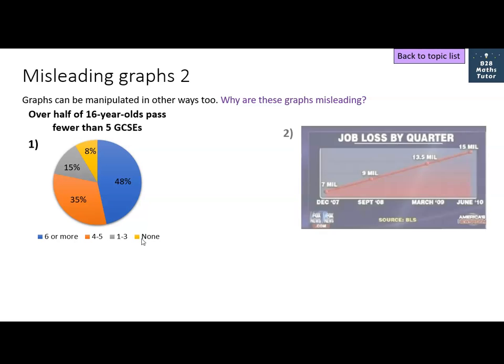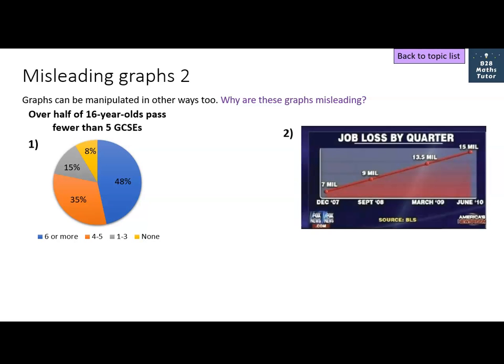Here are some more examples. Why are these graphs misleading? Again, pause the video, have a think about it, work out your answers, and press play when you're ready to go through them.